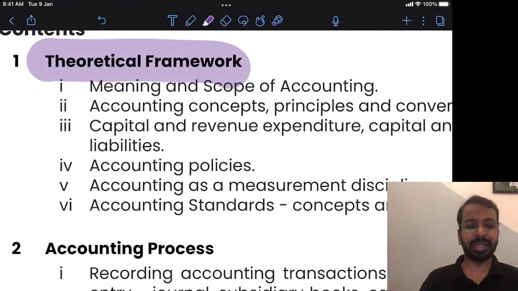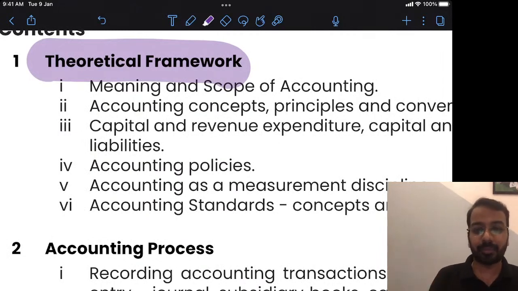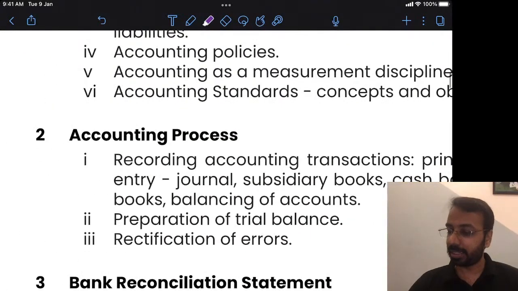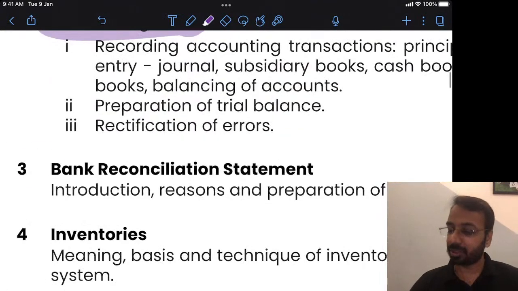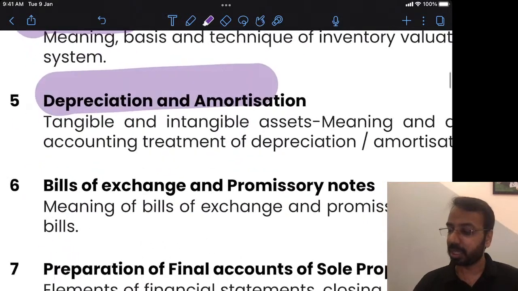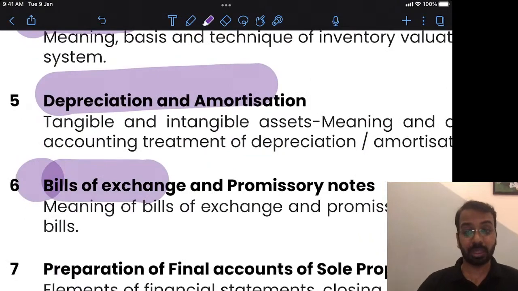to see in detail what they can change, because accounting is something which cannot change, right? So what you debit, what you credit, and all of that would not change. Accounting process was already there, so it remains same. Bank reconciliation was already there, inventory is there, depreciation is there, so all of these have not changed. Bill of exchange and promissory notes, even those are there, that has not changed.